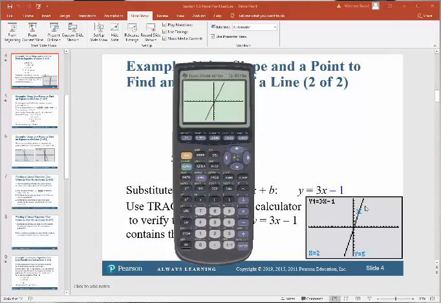This line looks a lot like this. You can use trace, but trace isn't always particularly great because it won't give you exactly the 2 and the 5 here. But if you use the table, second function table, look, it's telling me when x is equal to 2, y is equal to 5. So I did find the equation that has that solution.